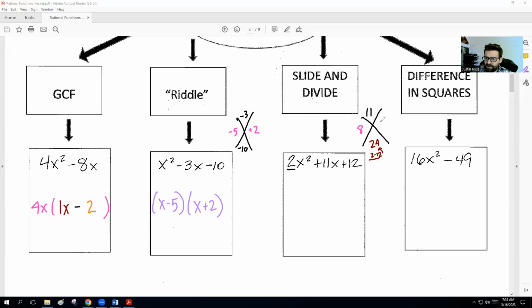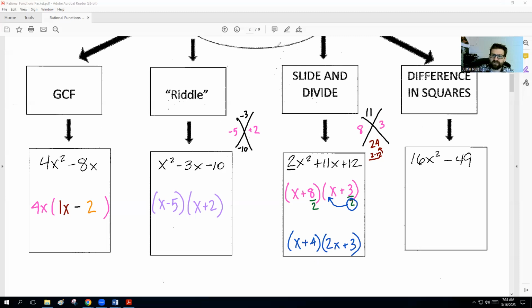I believe that would be 8 and 3. 8 times 3 is 24, and 8 plus 3 is 11. Normally we would just do x plus 8, x plus 3. But then we need to divide each one by the number in front, divide by 2. If the term divides, we simplify. 8 does divide by 2, so we get x plus 4. 3 does not divide by 2, it comes out to be a decimal. We can't simplify it, so we slide it on over. So we get 2x plus 3.